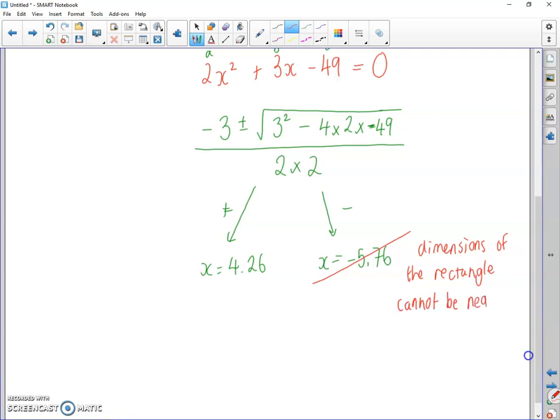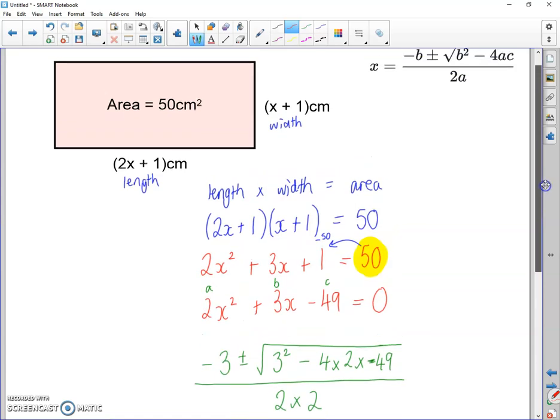Now that often happens in these real life questions. You still get a positive and a negative, and you've just got to know to only use the positive answer. So x equals 4.26. Okay. We could go back up now. So if x equals 4.26, and I go back to the top, we've got 2 times 4.26 plus 1. That will be the length, and that's 9.52 centimetres. And we've got 4.26 plus 1, that's 5.26 centimetres. And if you times them by each other, you get 50.07.